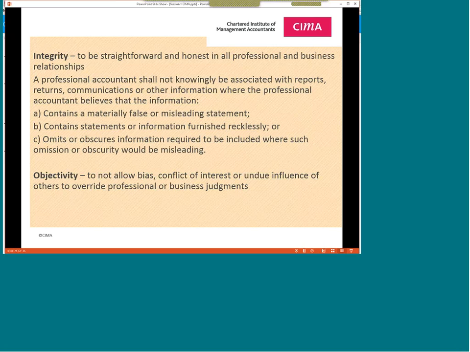The second principle is objectivity. Objectivity means that you should not allow bias, conflict of interest, or undue influence of other people to override your professional judgment as a management accountant.